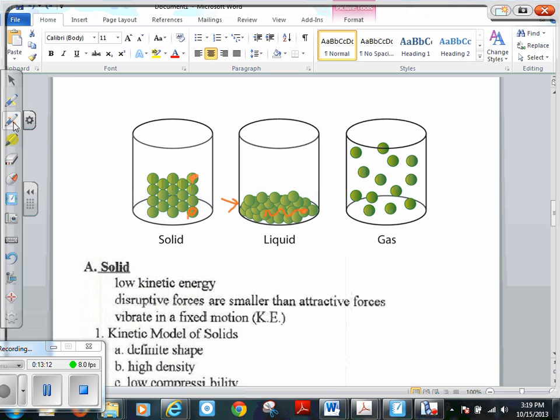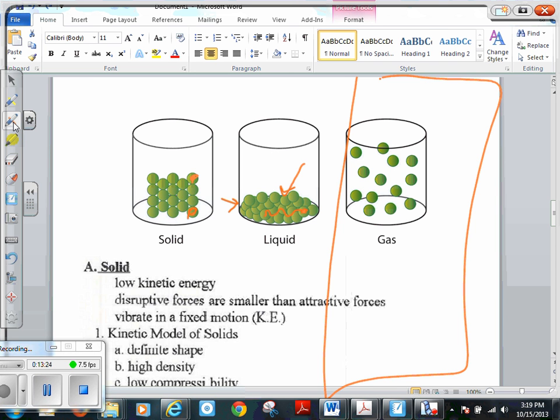And then a gas, this doesn't even do it justice. This container should probably be, like, this big, at least to have that many particles of gas in it, if you're talking about all the same amounts. Okay, so solids, liquids, and gases.